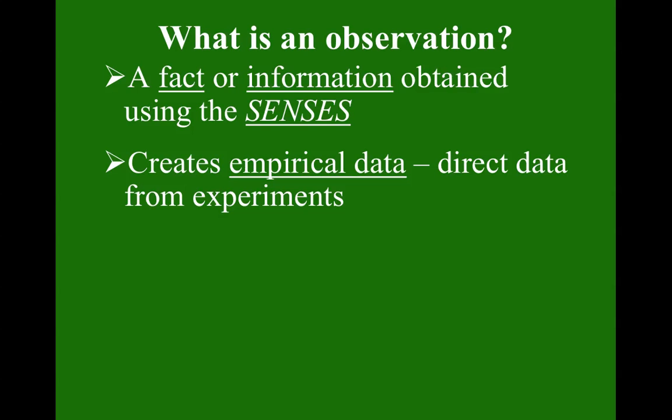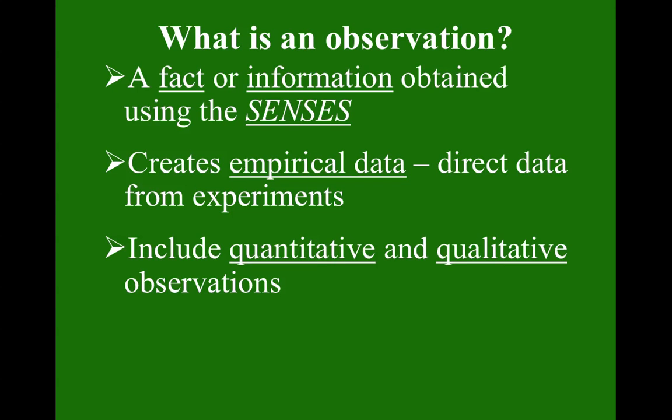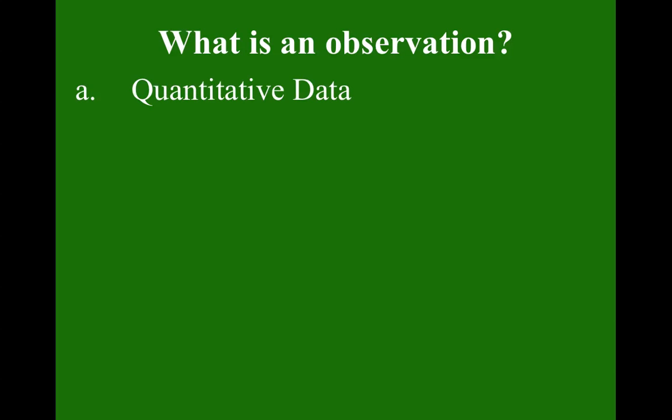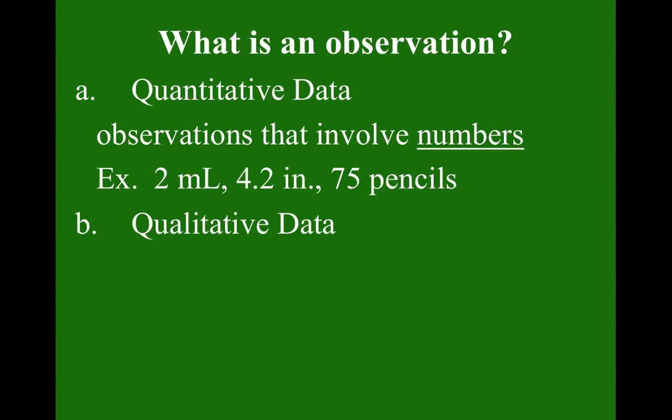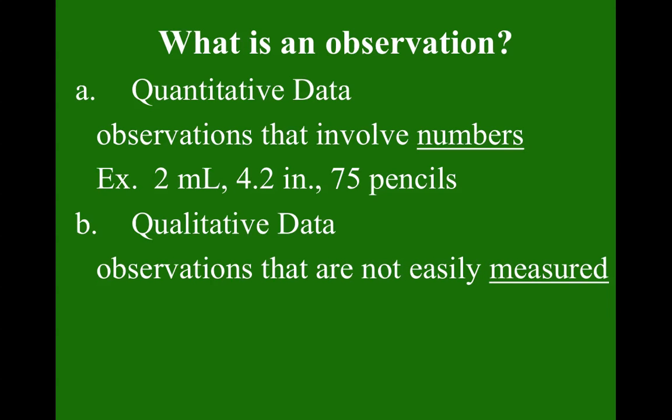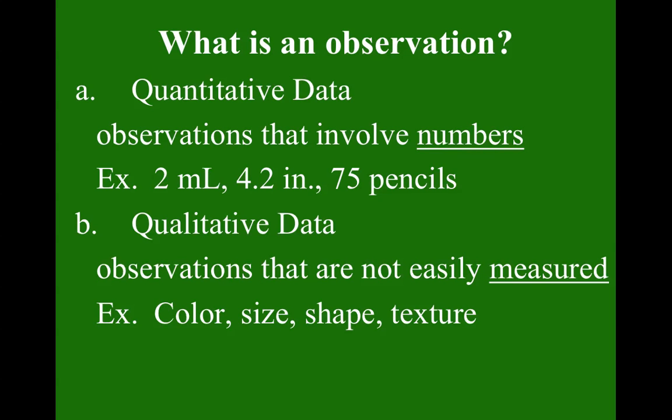Now, observations create two types of data, or two types of observations: quantitative as well as qualitative. So let's take a minute and differentiate between these two. Quantitative observations lead to quantitative data, and this is any observation that involves numbers, like 2 milliliters, 4.2 inches, or 75 pencils. Qualitative data, on the other hand, comes from qualitative observations, and these are the types that are not easily measured. These are things like color, size, shape, and texture.